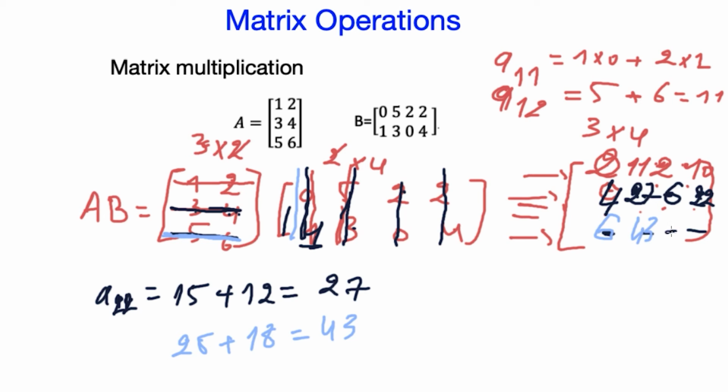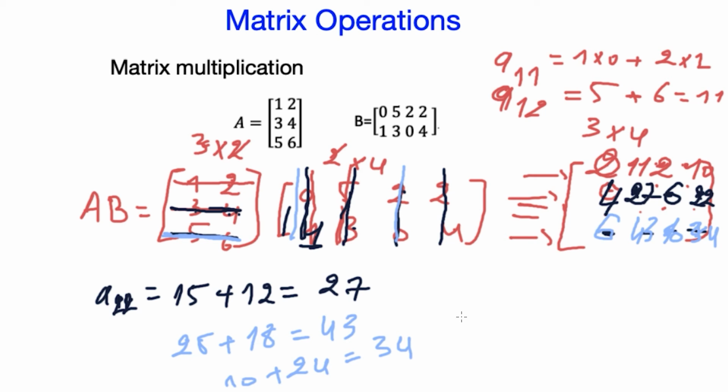And the value here is the product of this row with the third column, so it is 5 times 2 plus 6 times 0, which is 0, so it is 10. And the last one here is this row with the fourth column, which is 5 times 2, which is 10, plus 6 times 4, which is 24, which equals 34, so this is 34.